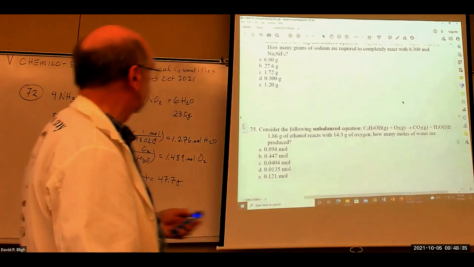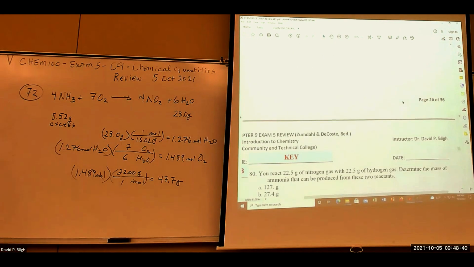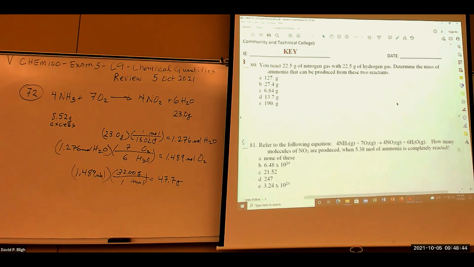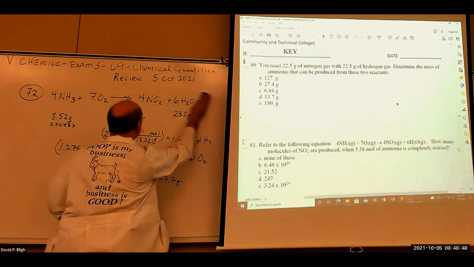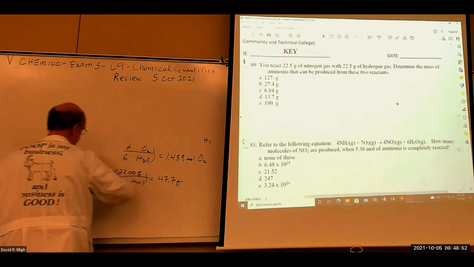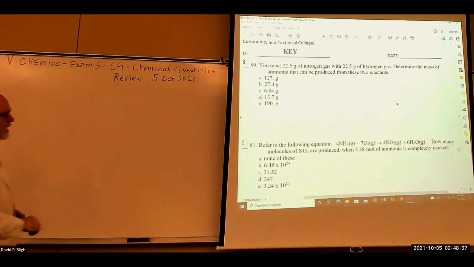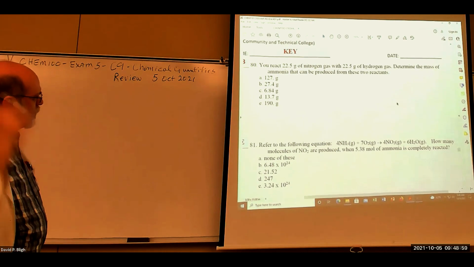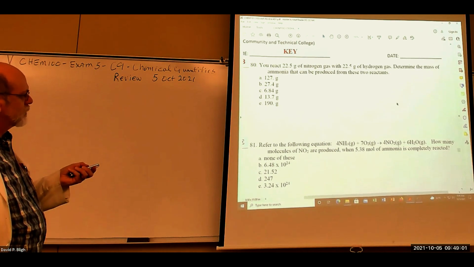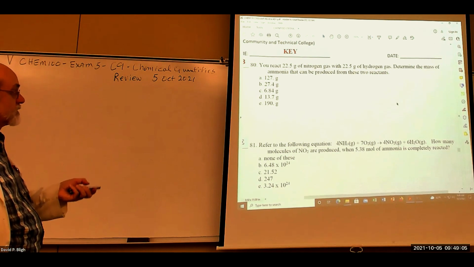How about 80? We're going to scroll to 80. Let's see. 22.5 grams of nitrogen, 22.5 grams of hydrogen. Determine the mass of ammonia that can be produced from these two reactants.